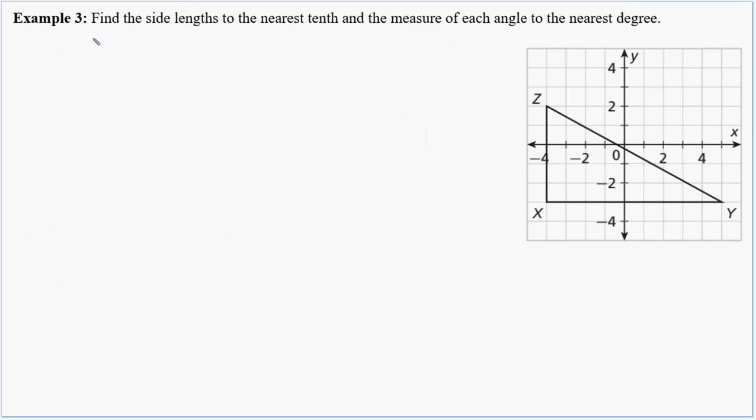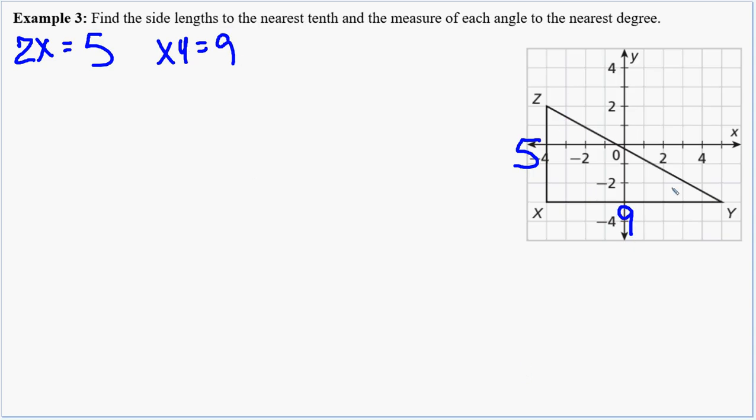Okay, example 3. We've got a picture here, a triangle graphed in a Cartesian plane. Find the side lengths to the nearest tenth, measure each angle to the nearest degree. So I'm going to just list my sides here. ZX, that's easy, we just count the boxes. ZX is 5. XY, here's 4 boxes and then 5 more. So XY is equal to 9. I'm going to write it in here, 9.